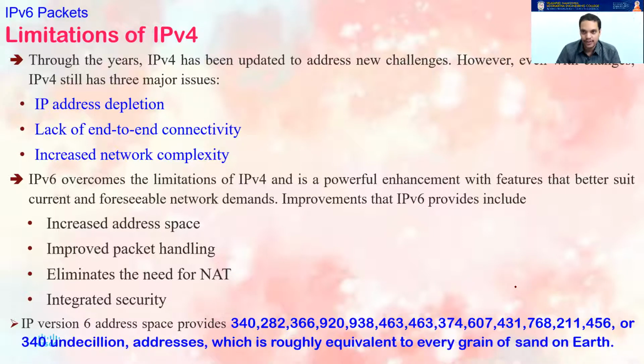IPv4 is no longer sufficient. With the huge number of devices being connected to the internet daily, IoT, big data, artificial intelligence, machine learning, all these technologies are coming up, and so many devices are being connected to the internet every day. IPv4 is not designed for that. We did some modifications to IPv4 to keep it running, but it is not a permanent solution.